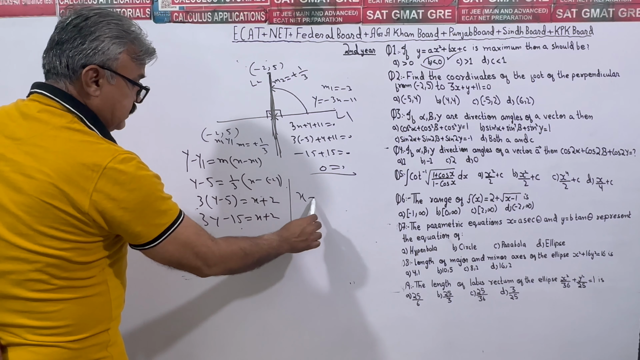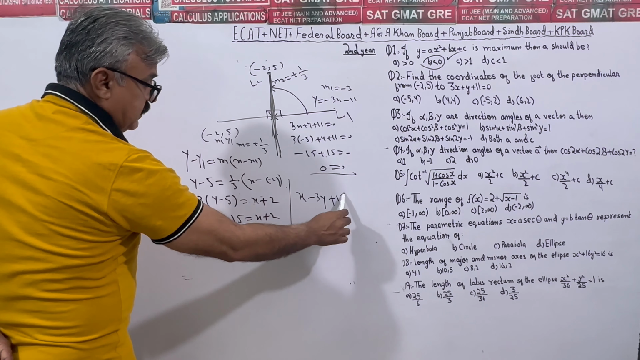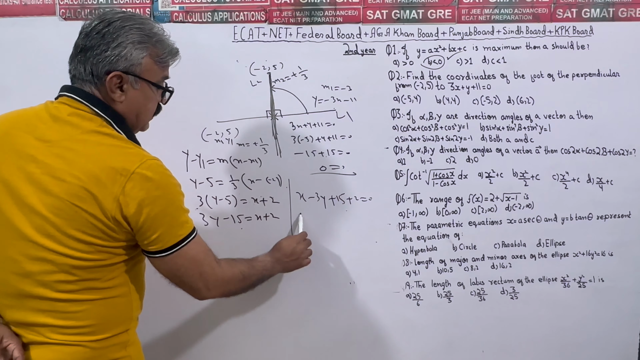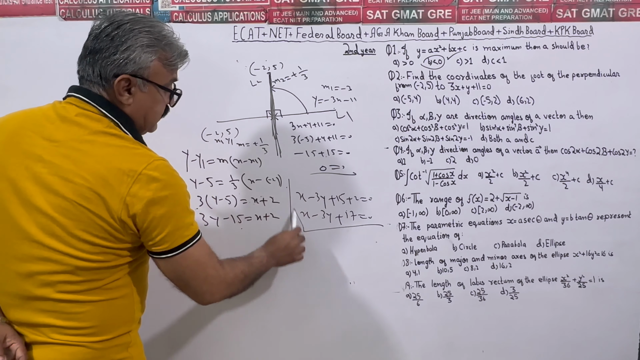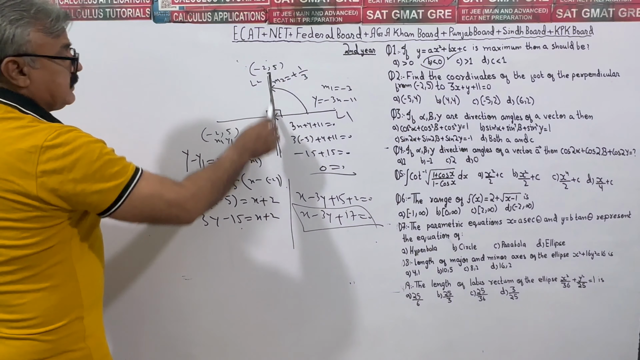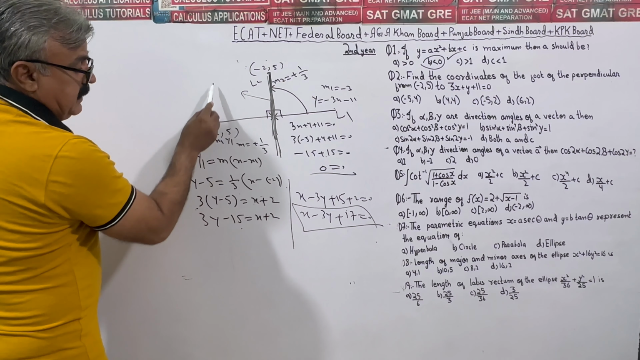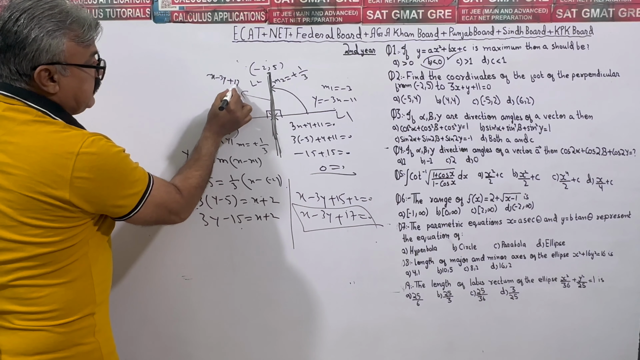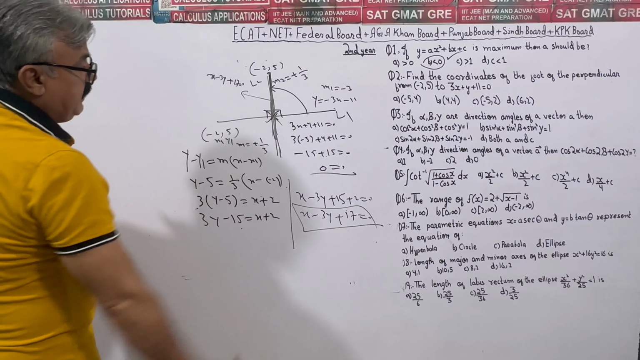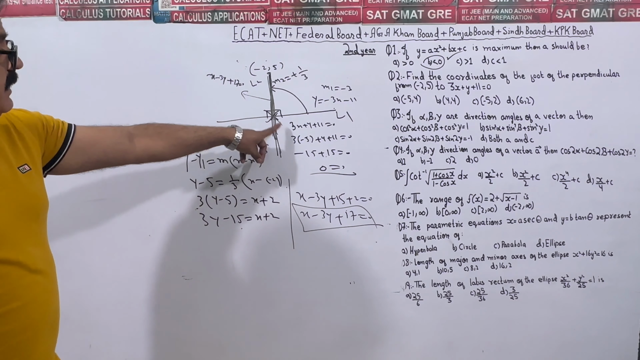It will become x minus 3y plus 15 plus 2 is equal to 0. X minus 3y plus 17 is equal to 0. This is the line. Now look at this line and this line. The equation of this line is given by x minus 3y plus 17 is equal to 0. Both lines are meeting at this point.